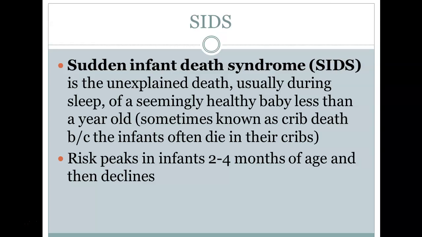Another complication once a baby is born is SIDS, which is sudden infant death syndrome. This is an unexplained death, usually during the sleep, of a seemingly healthy baby that's less than a year old. It's also known as crib death because the infants often die in their cribs. The risk peaks in infants at about 2 to 4 months of age, and then it declines.